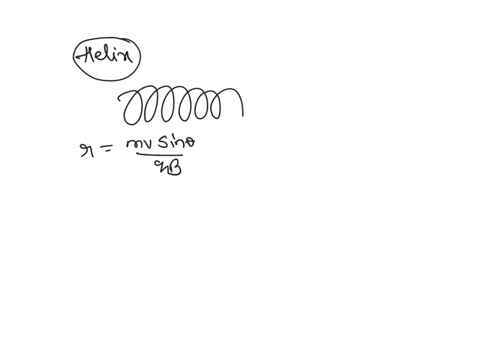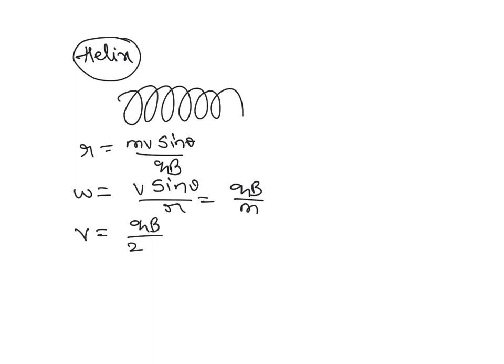Similarly the angular velocity omega must be equal to v sine theta divided by r, or else it is qb divided by m. The frequency mu equal to qb divided by 2 pi m, and the period of revolution t must be equal to the same, 2 pi m divided by qb. This is very much important here.